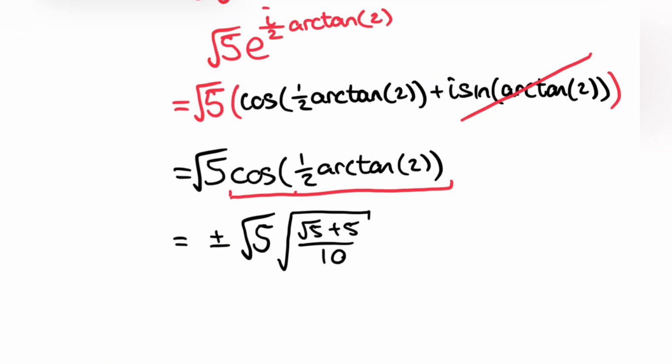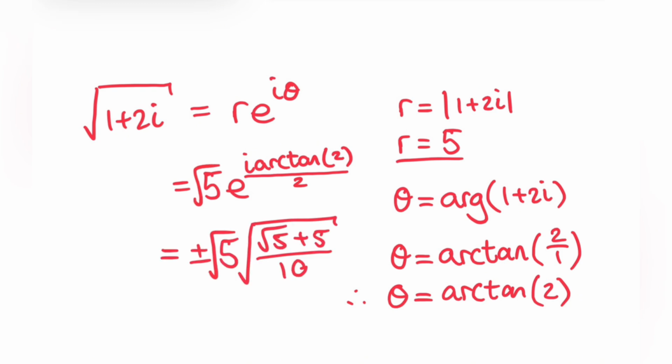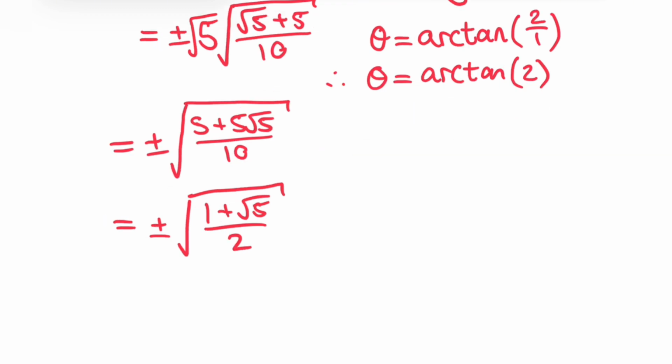It is a mouthful to say. But why did we even want this? Well, we wanted this because we were trying to simplify the square root of 1 plus 2i, which we've now got. The square root of 1 plus 2i can be shown to be written as plus or minus the square root of 5 plus 5 root 5 over 10 if you simplify it, which turns into plus or minus the square root of 1 plus root 5 over 2.